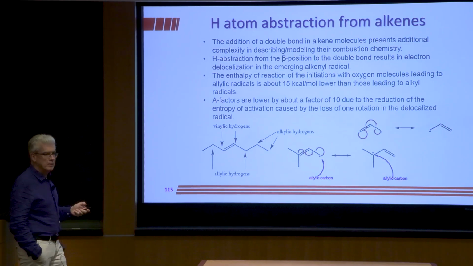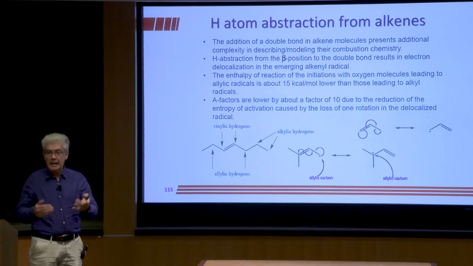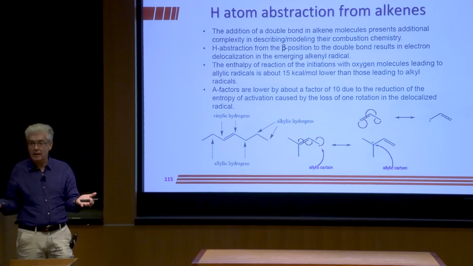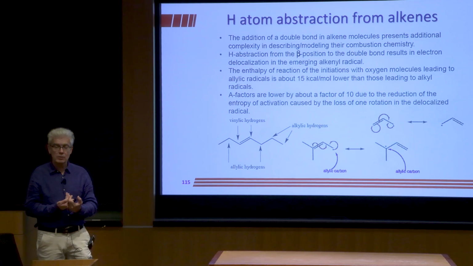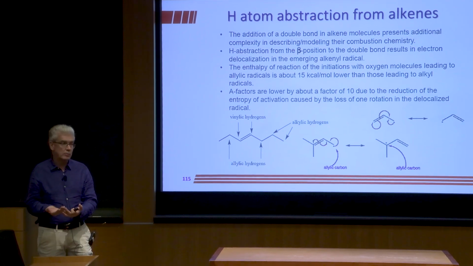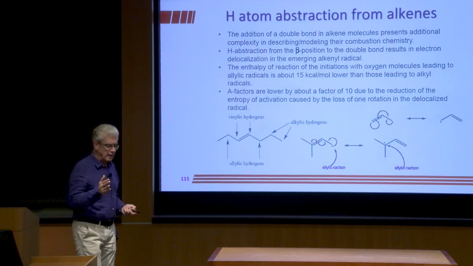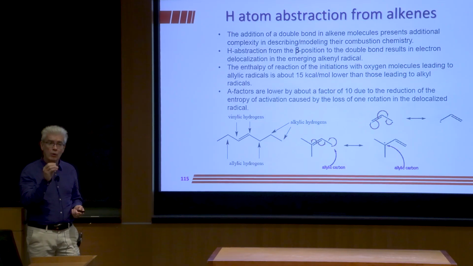So because this happens when you abstract an allylic hydrogen atom, that makes them between 13 and 15 kilocalories per mole easier to abstract. The bond dissociation energy is lower by that amount, and that lowers the activation energy. Okay. Now, sorry, I shouldn't say it like that. It lowers the activation energy, but not by 15 kilocalories per mole. The bond dissociation energy is lower by that amount.